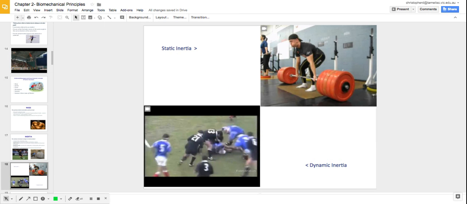You can use both these examples to help demonstrate that. For example, the static inertia, where the person in the gym is trying to deadlift that item. That weight is resistant to move, so that person must provide a force which is going to overcome that inertia, and we'll discuss that.